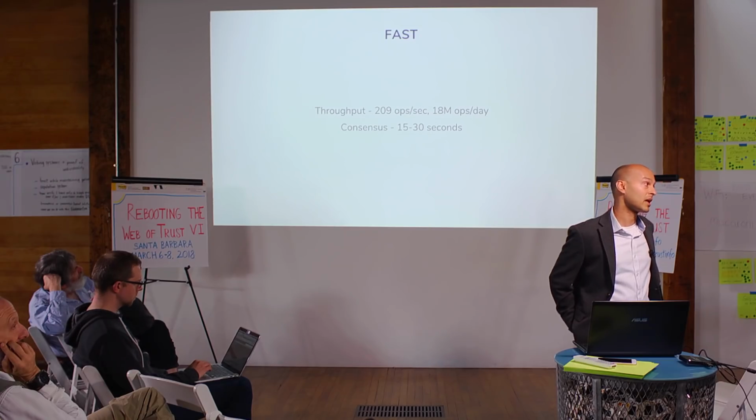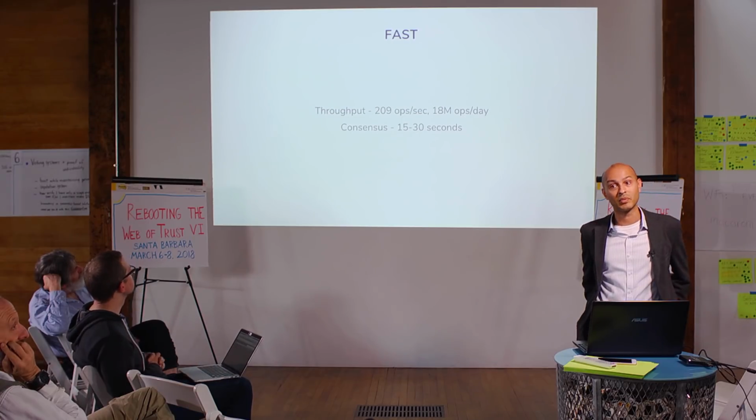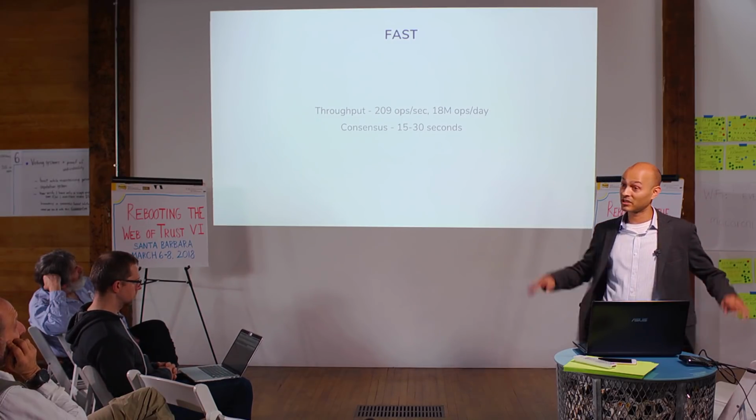We can do about 209 on the testnet per second now. That's 18 million DID operations per day. And we think we can go much faster than that. So this is the fastest DID blockchain that's permissionless, right? I think Sovereign could probably achieve about the same amount of performance.